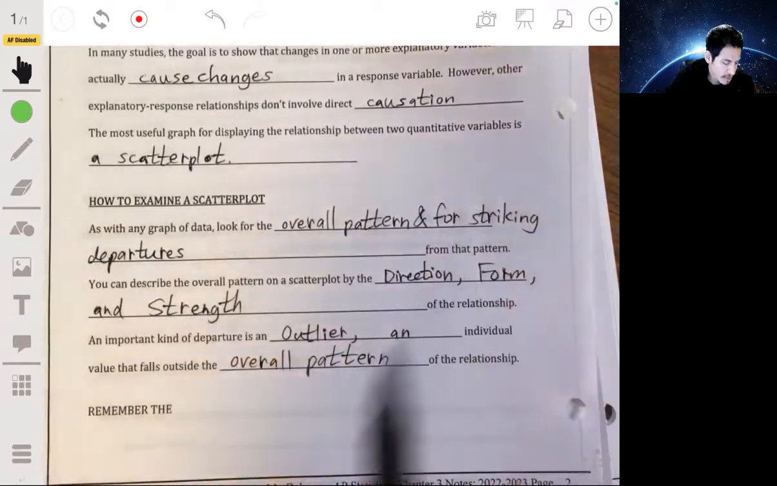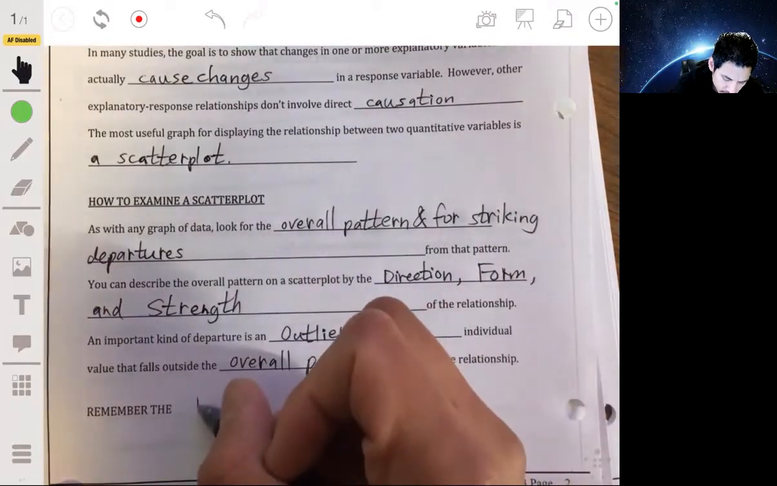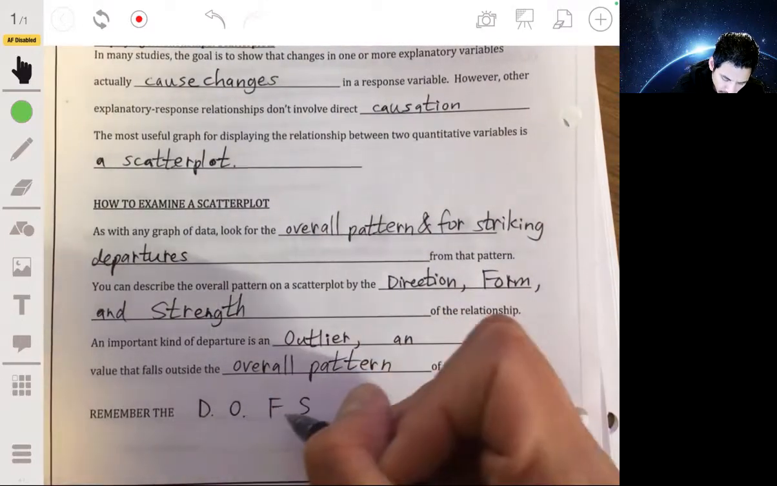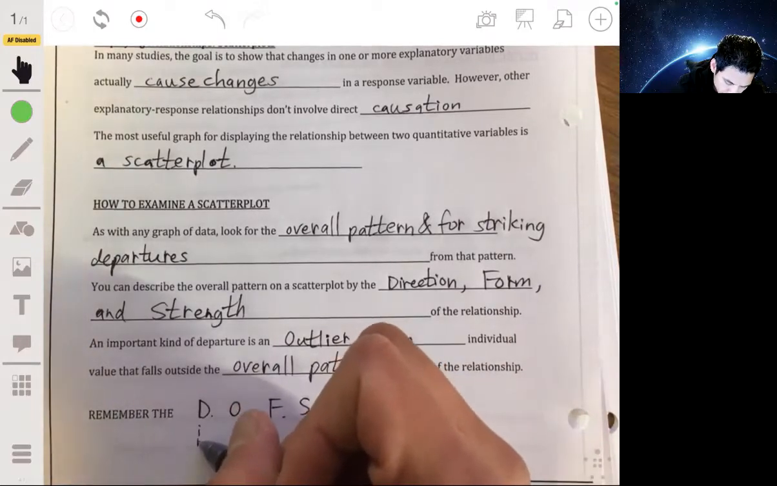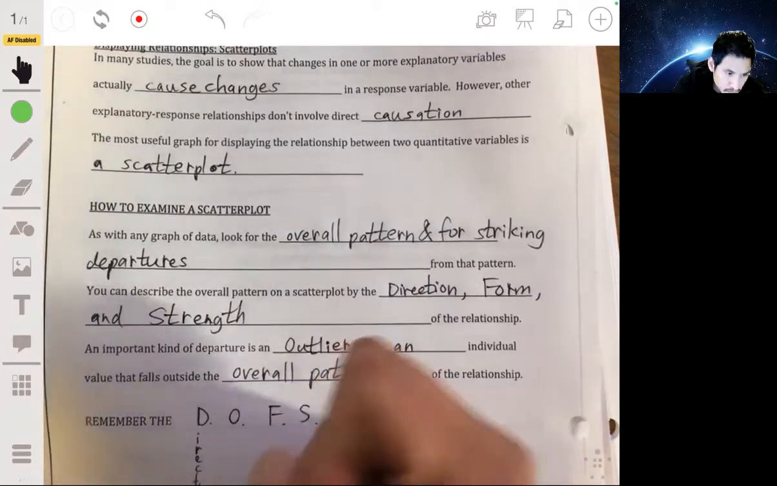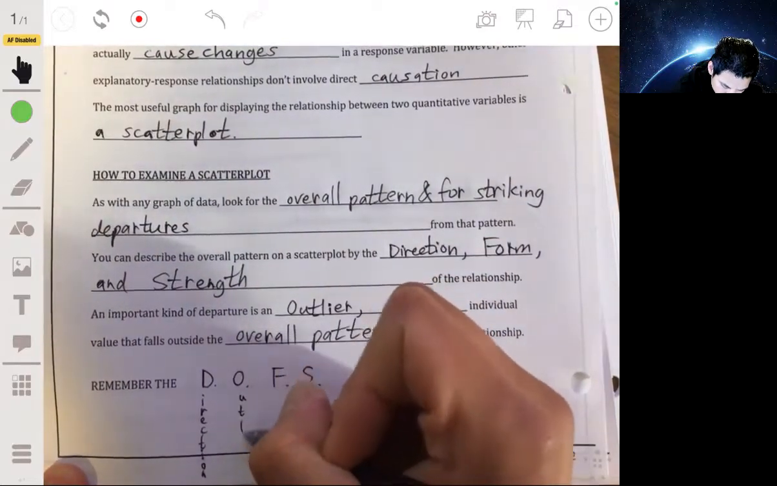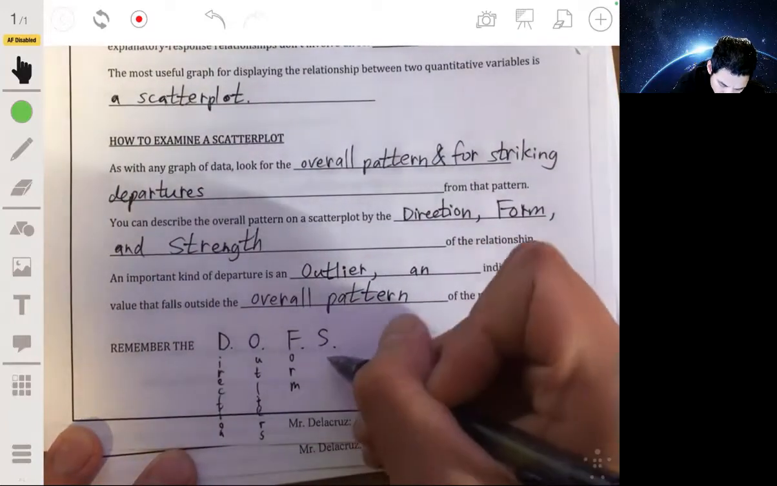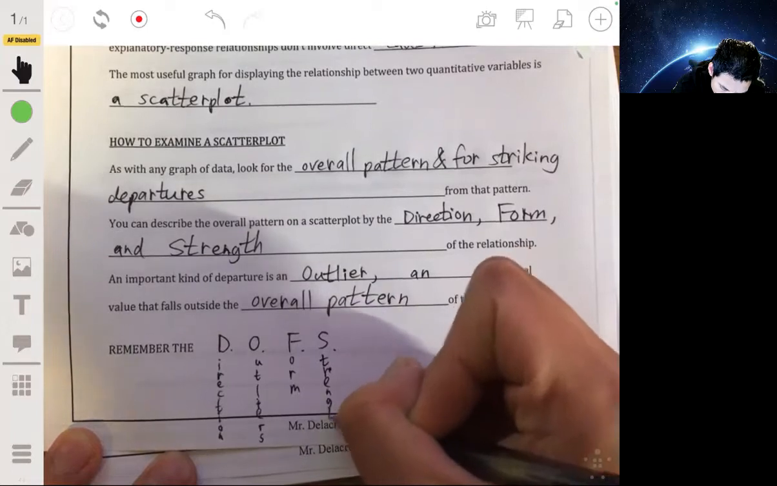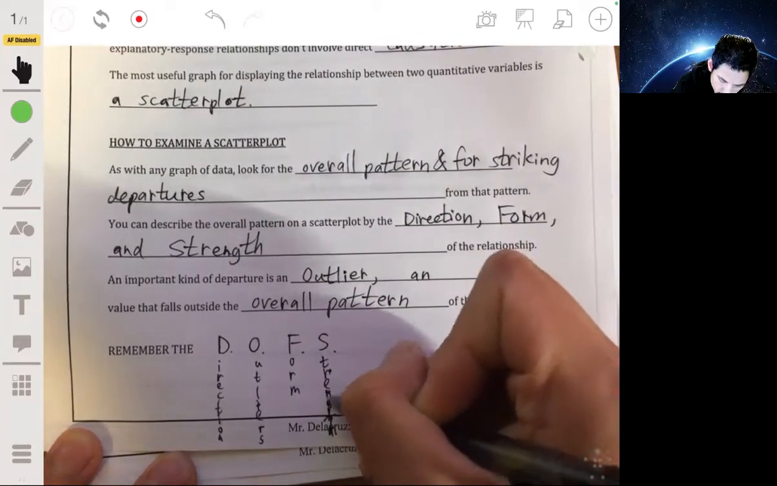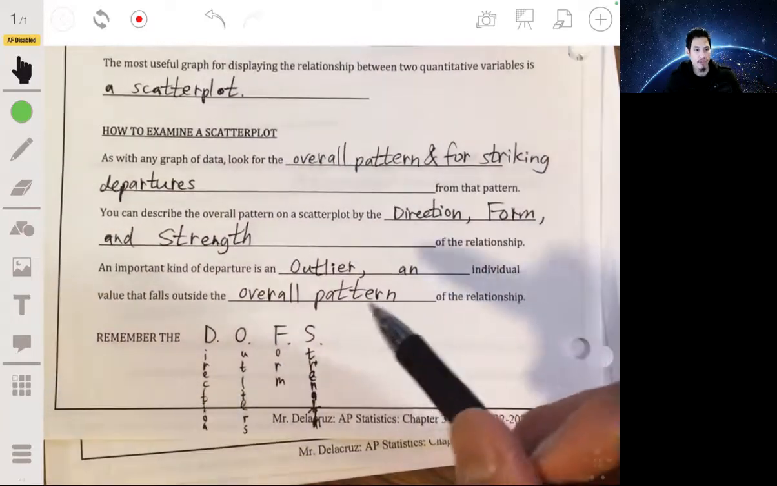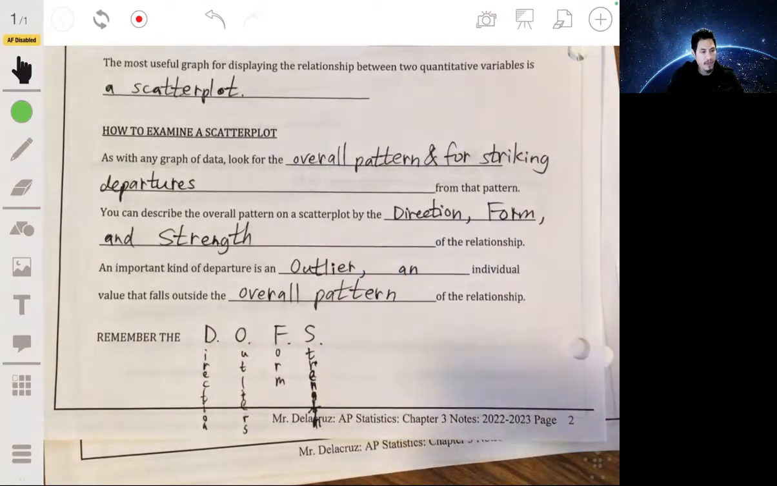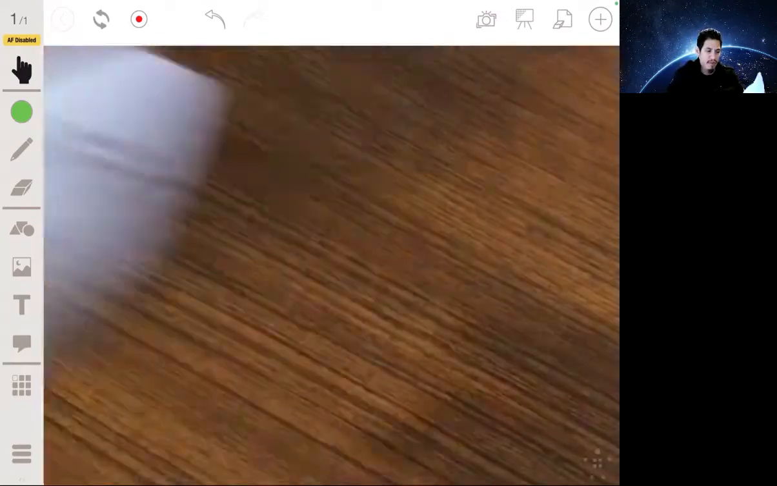And so a way to remember what you have to address is by using the acronym I like to say, DOFS. So direction, outliers, form, and strength. I don't know why I wrote it this way. Really make sure you memorize this and keep this in mind, because on your AP exam, they look for these 4 attributes. They actually grade you strictly on this. So this is a big deal. So let's look at what else we have to remember.